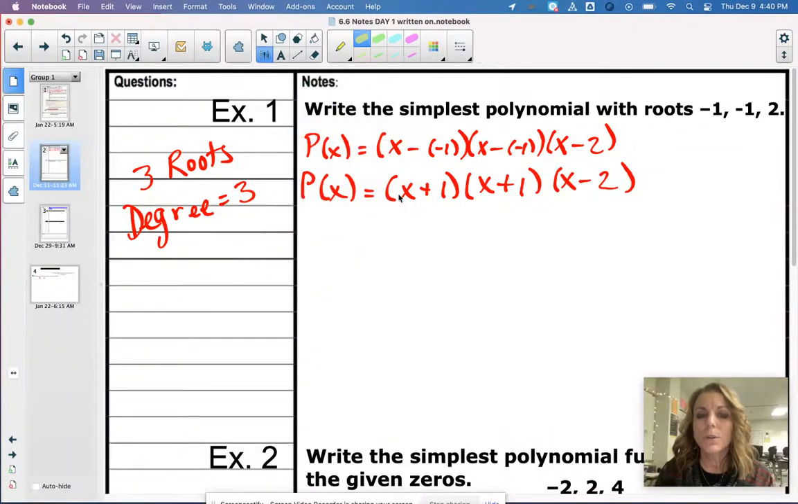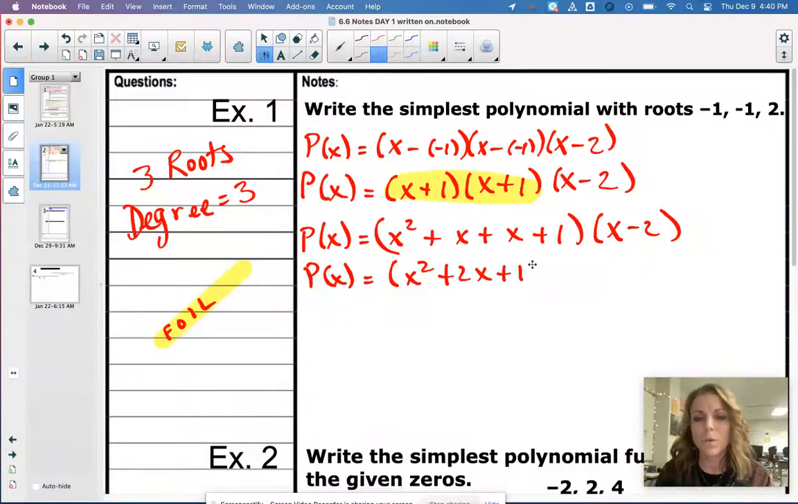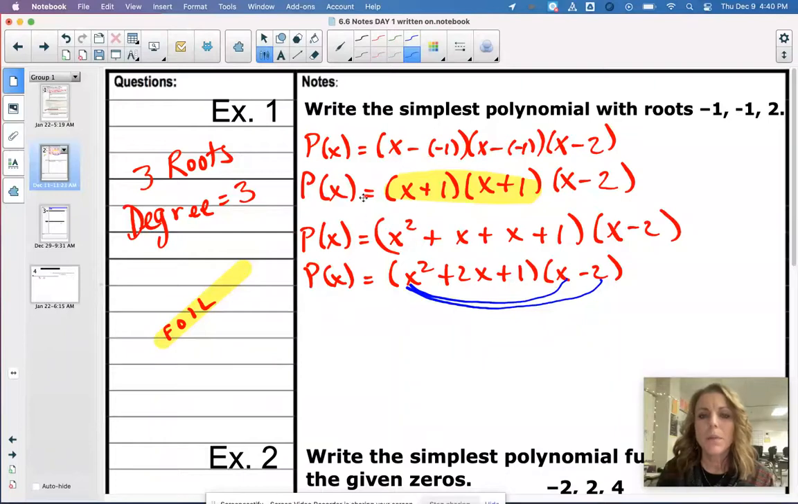Next thing we are going to do is we're going to FOIL. That's going to be x squared plus 1x plus 1x plus 1. If I combine like terms, I'm going to get x squared plus 2x plus 1. We now have a trinomial times a binomial. So we're going to multiply every term in the trinomial by every term in the binomial.